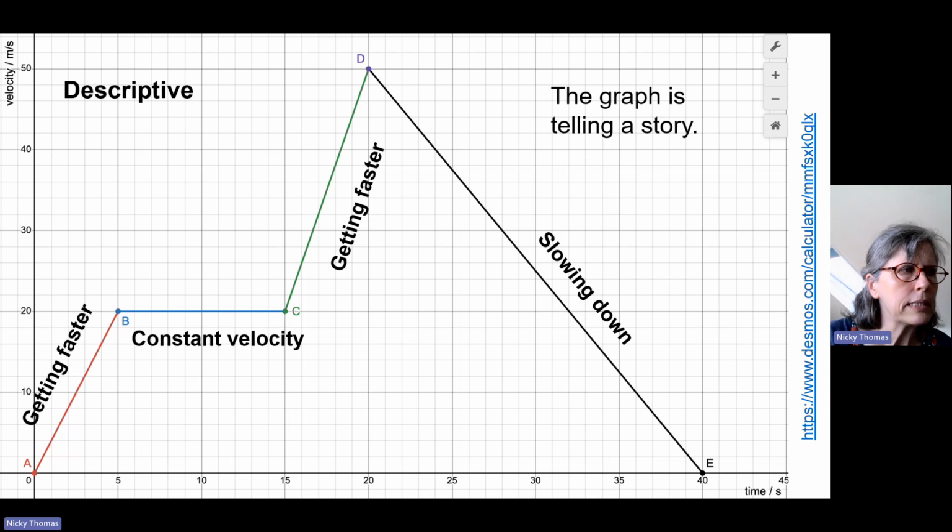So this graph tells a story. It's the same graph. It tells you that as a motion graph, the velocity of the vehicle or whatever is getting faster. Then it travels at a constant velocity. You can read that it's 20 meters per second off the y-axis. Then it gets faster again. Now it's increased in 5 seconds between A and B. It increased by 20 meters per second. Between C and D, looking at the change, it increased by 30 meters per second in 5 seconds. So that's actually getting faster, even faster. And then here it's slowing down.